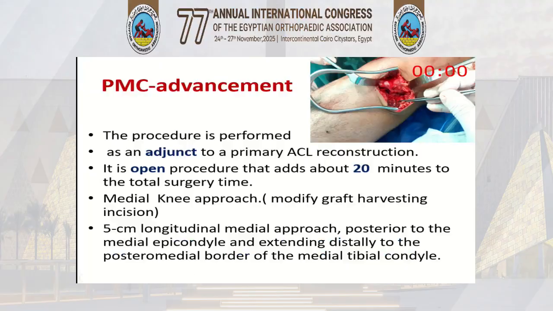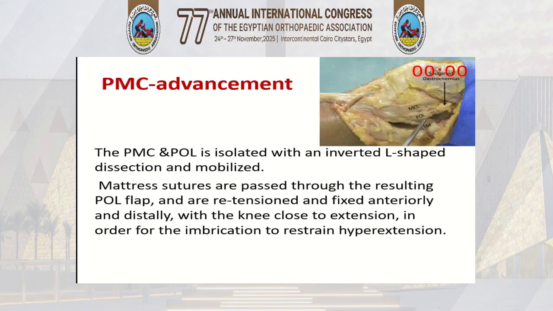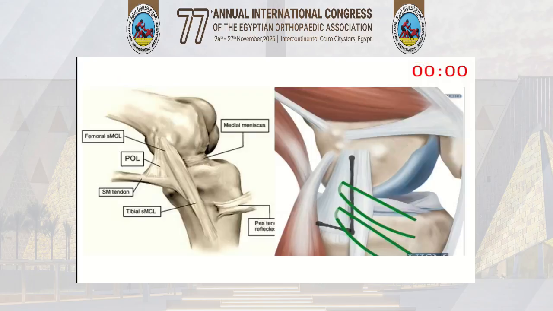Posteromedial corner advancement is a procedure adjunctive to primary ACL, an open procedure, about 20 minutes, through a medial knee approach, a 5 centimeter approach posterior to the medial epicondyle and extending distally to the posteromedial border of the medial tibial condyle. The posteromedial corner and the POL are isolated with an inverted L shape, dissected and mobilized. Mattress sutures are passed through the flap and reinserted and fixed anterior and distal to the knee.